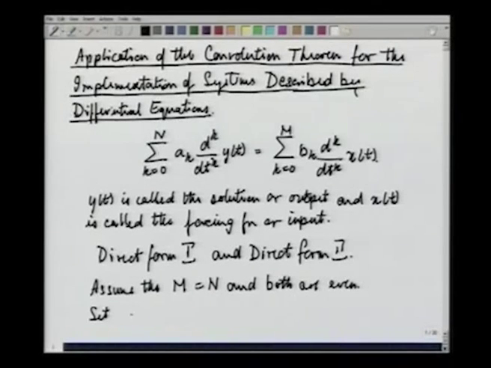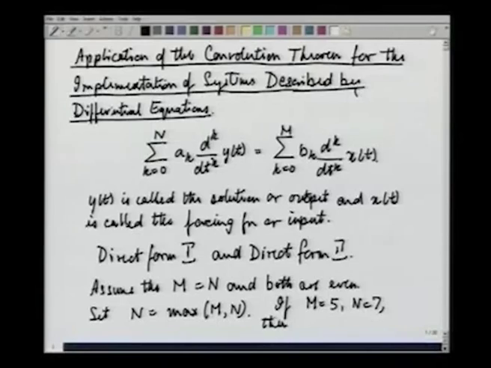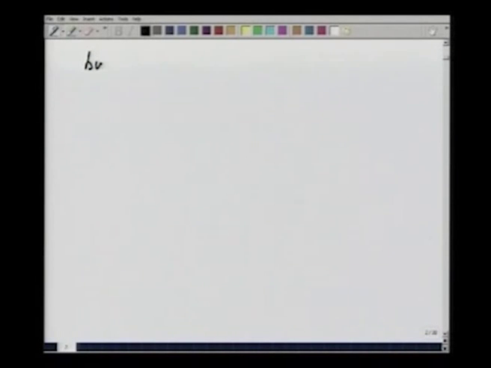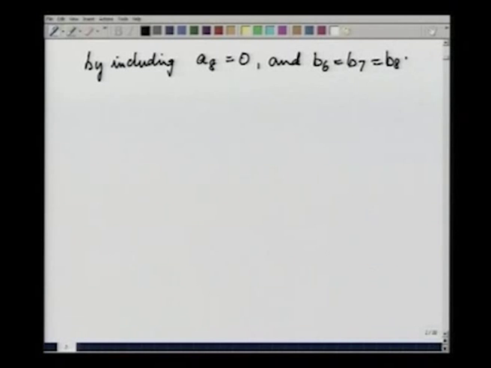set n equal to the max of m and n and add a few zeros. For example, if m equals 5, n equals 7, then extend the equation by including A8 equal to 0, that would make n even, and B6 equals B7 equals B8 equal to 0.